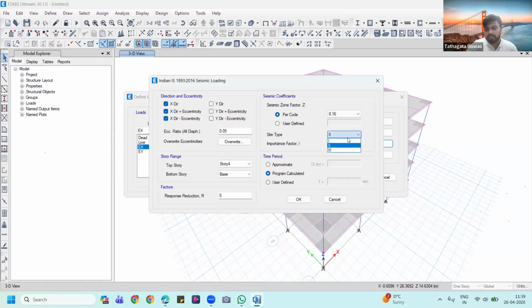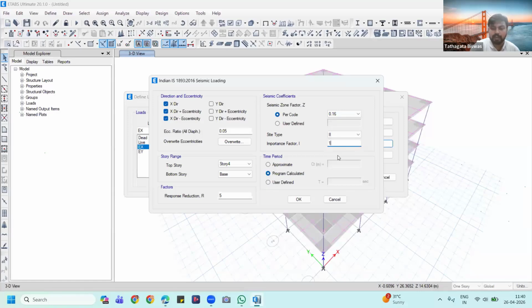Site type will be given by the geotechnical consultant, whomsoever would be there, in their site soil report. You will be able to understand what sort of soil is over there. It could be a rocky soil, medium soil, or soft soil. So rocky soil means you are having grade as 1, medium means 2, and soft means 3. Based upon that, site type would be given. As of now, we are taking medium soil.